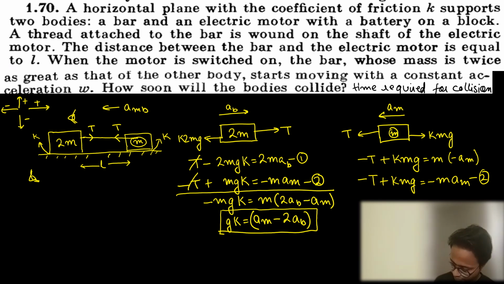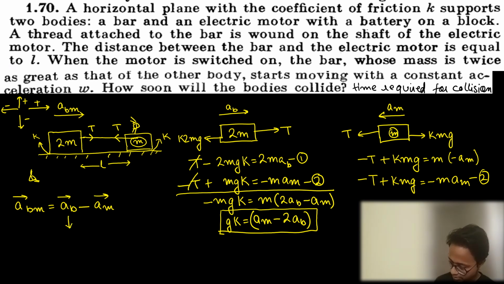So let's put our frame of reference in. It doesn't make a difference. You can either do this also. Out here, acceleration of block with respect to motor is equal to acceleration of block minus acceleration of motor. What is the acceleration of block? Let the acceleration of block be AB.